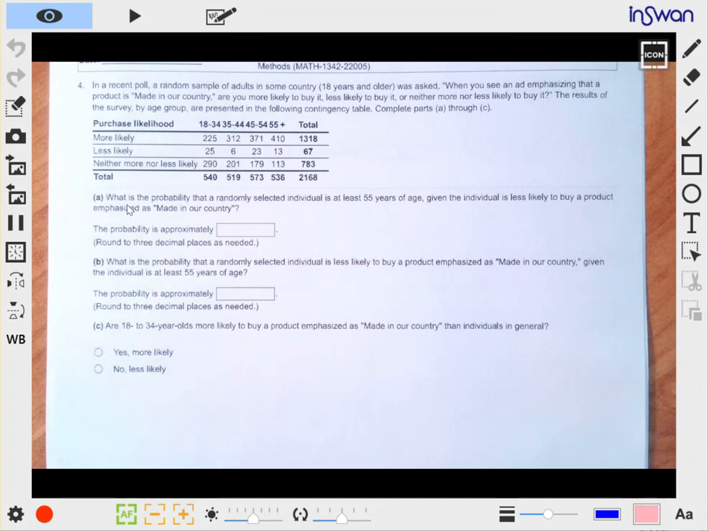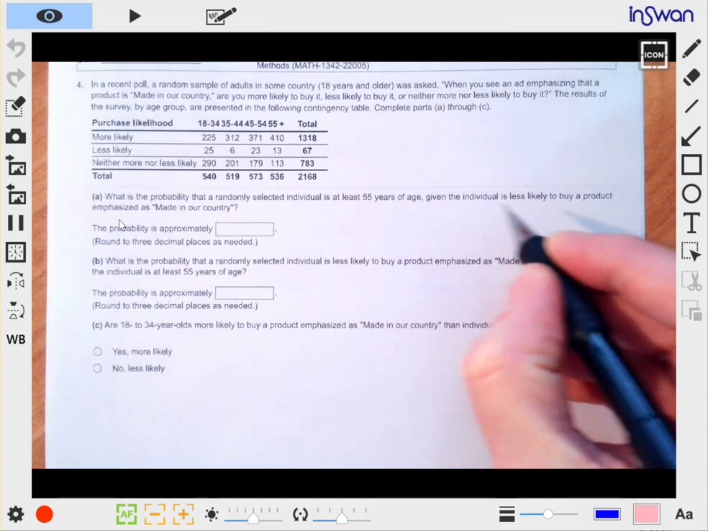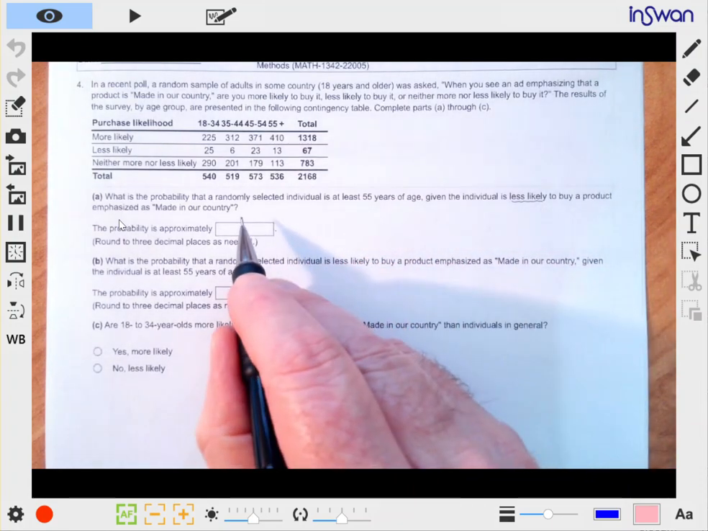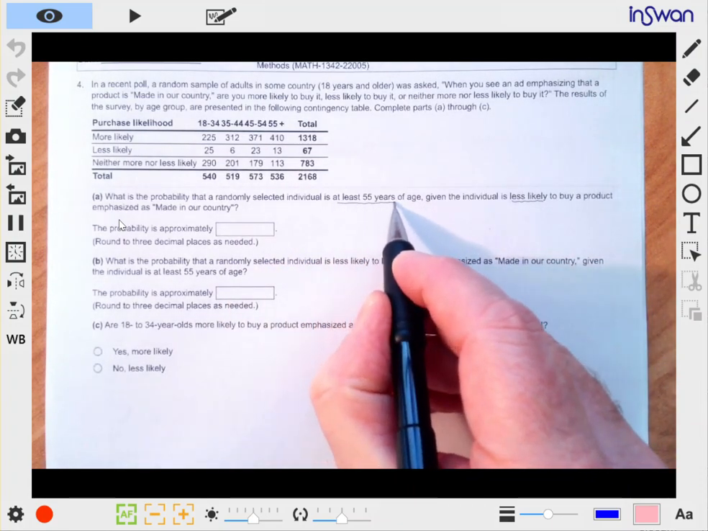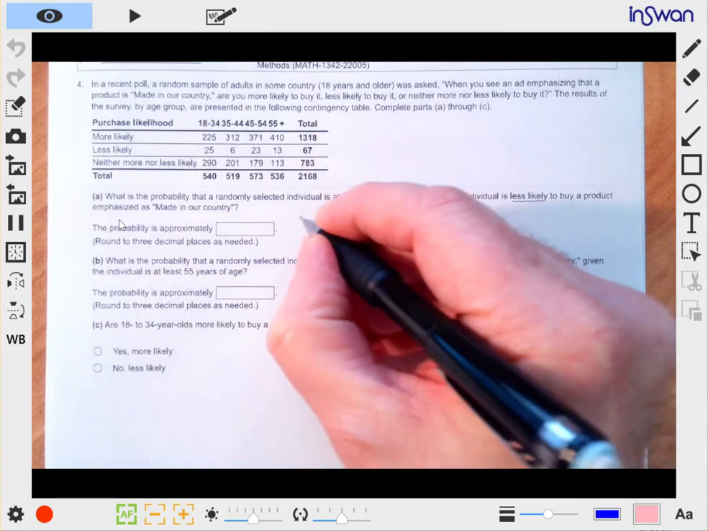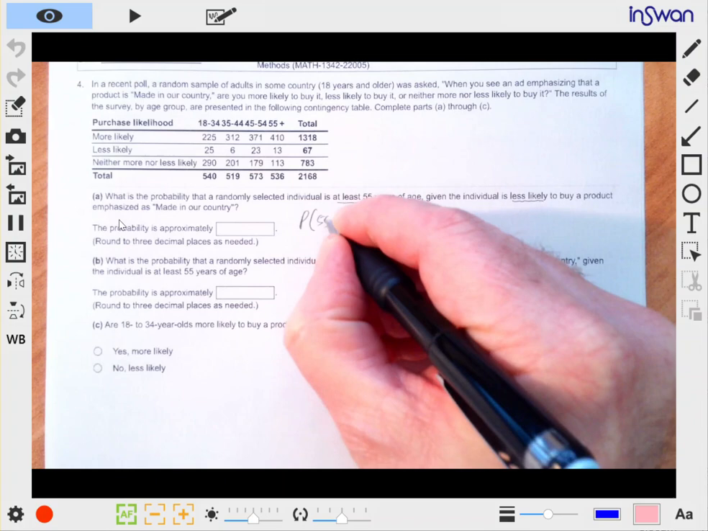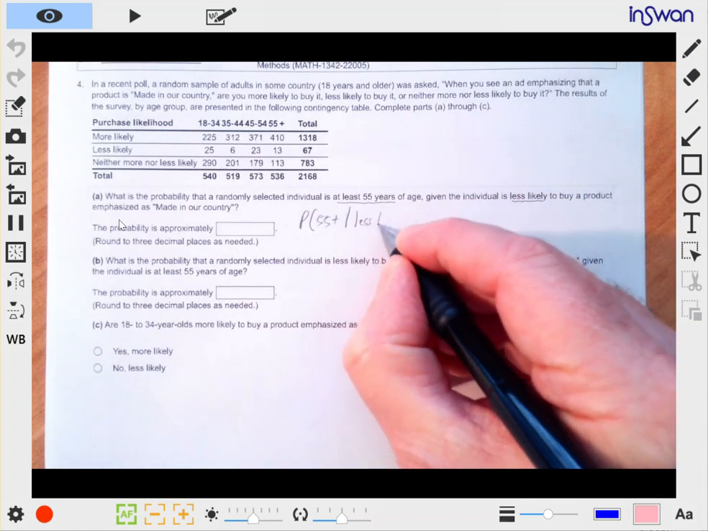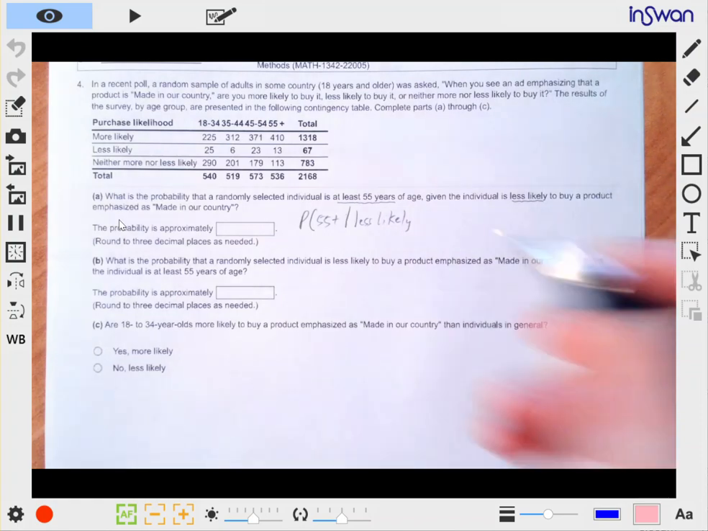All right, so it says, what is the probability that a randomly selected individual is at least 55 years of age, given the individual is less likely to buy a product emphasized as made in the USA? So notice it's less likely and at least 55 years old. So basically what we want is the probability of being 55 plus, at least 55 years old, given that they're less likely to buy American or whatever.